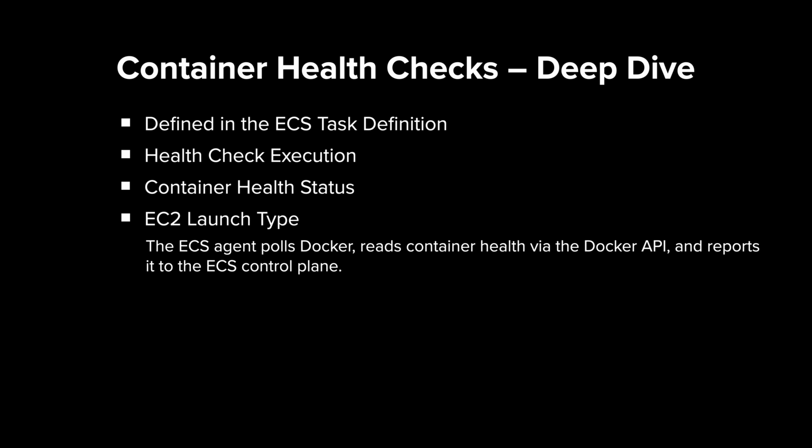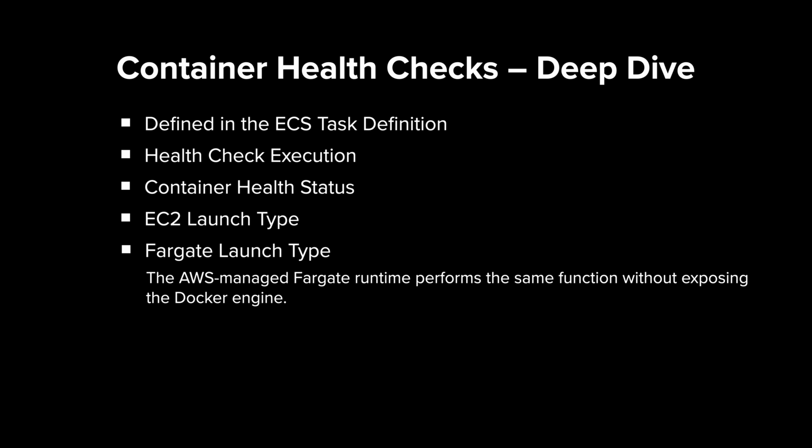On the EC2 launch type, the ECS agent runs on the EC2 instance. It polls Docker, reads the container health status through the Docker API, and reports that information to the ECS control plane. On the Fargate launch type, there is no visible Docker engine or ECS agent. Instead, the AWS-managed Fargate runtime performs the same role and reports container health to ECS.